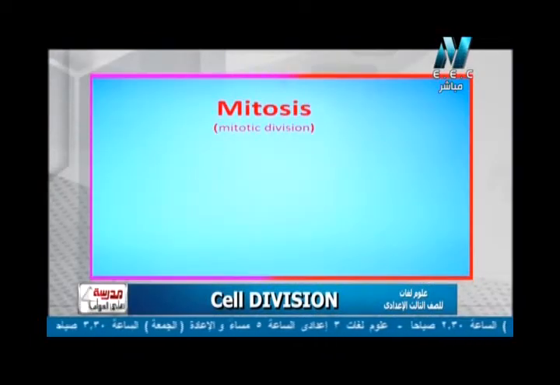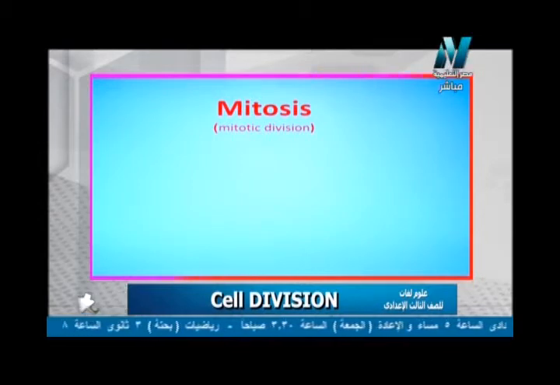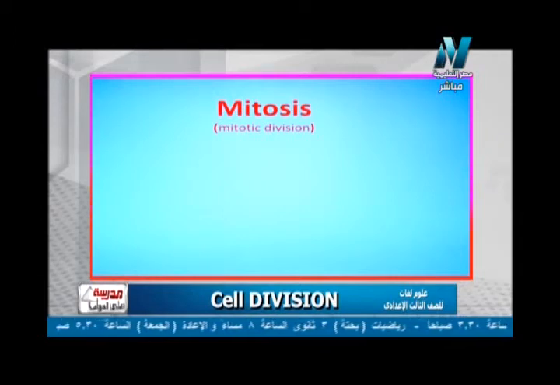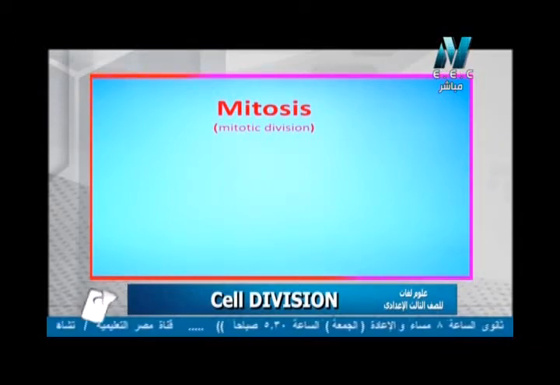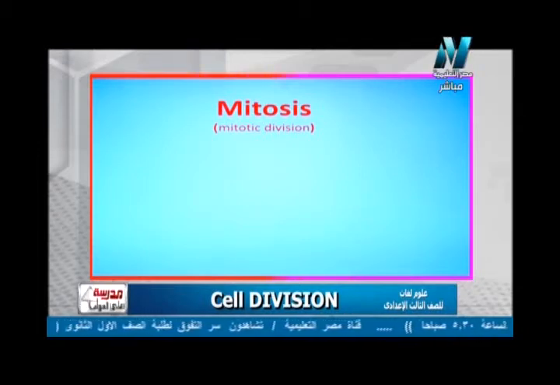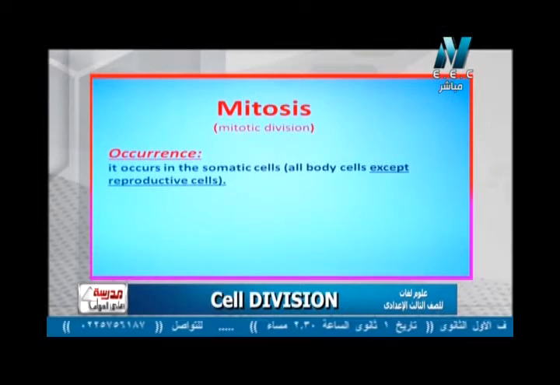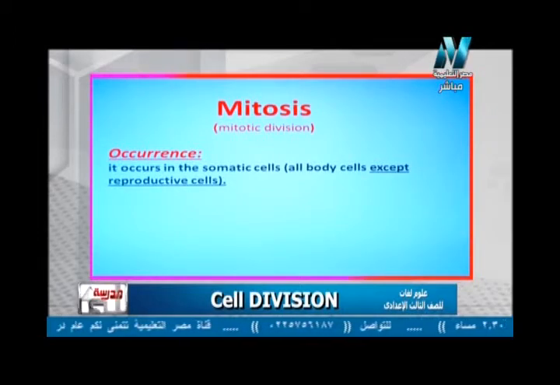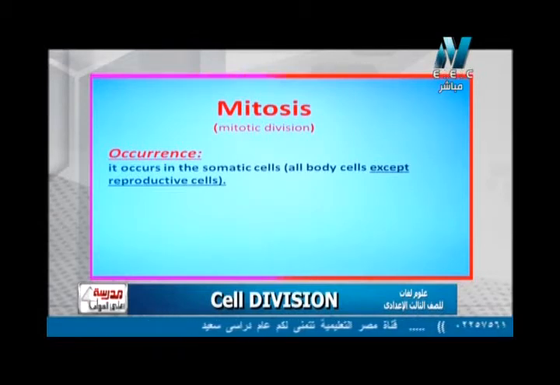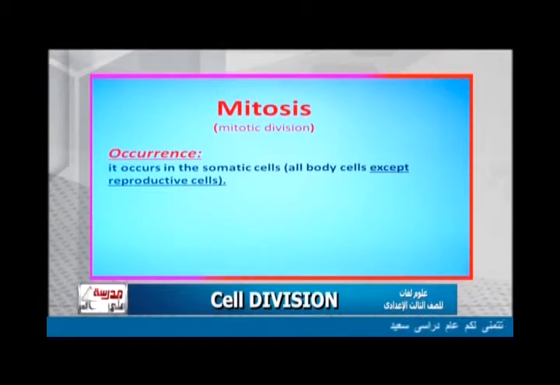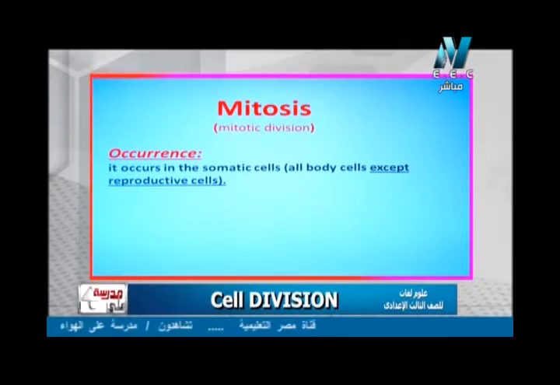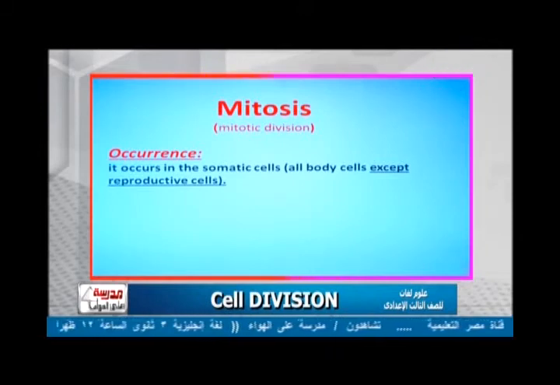Next, we are going to start the cell division of mitosis. What's mitosis? It is the division that happens in the somatic cell. It is called mitosis, or we say the cell makes a mitotic division. The occurrence of mitosis: it occurs in all the somatic cells except the reproductive cells. The reproductive cells are divided by meiosis division, which is totally different from mitosis. Again, somatic cells divide by mitosis.